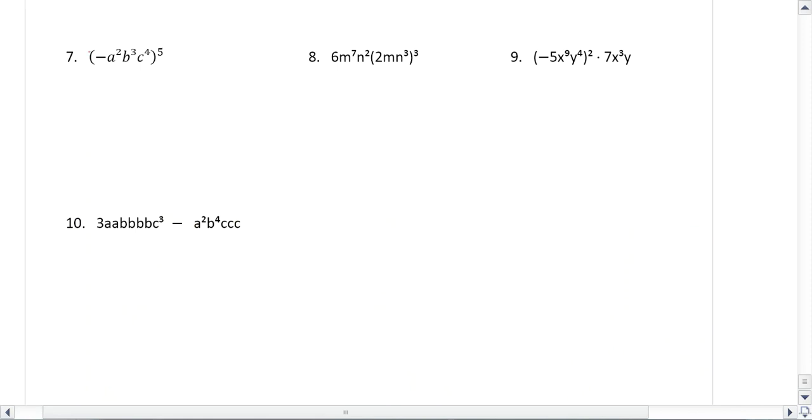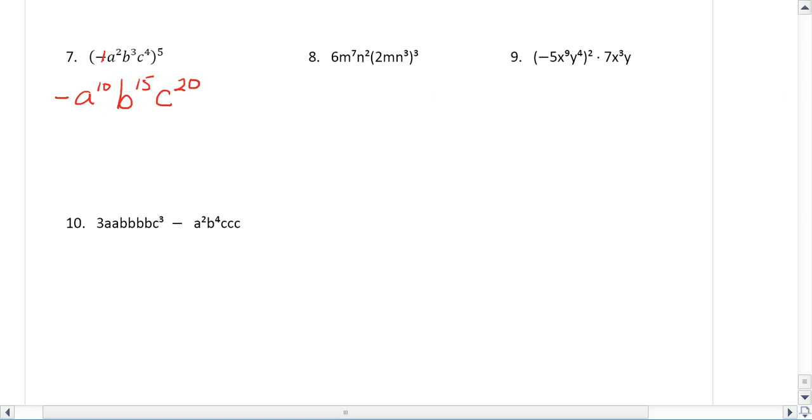In example 7, we have this entire parentheses being raised to the 5th power. That means each little factor in here is raised to the 5th power. When you see this negative sign, I'd like you to picture this as a negative 1. And negative 1 to the 5th power is negative 1, so we're going to keep that negative sign. A squared to the 5th is a to the 10th. B cubed to the 5th is b to the 15th, and c to the 4th raised to the 5th power is c to the 20th.